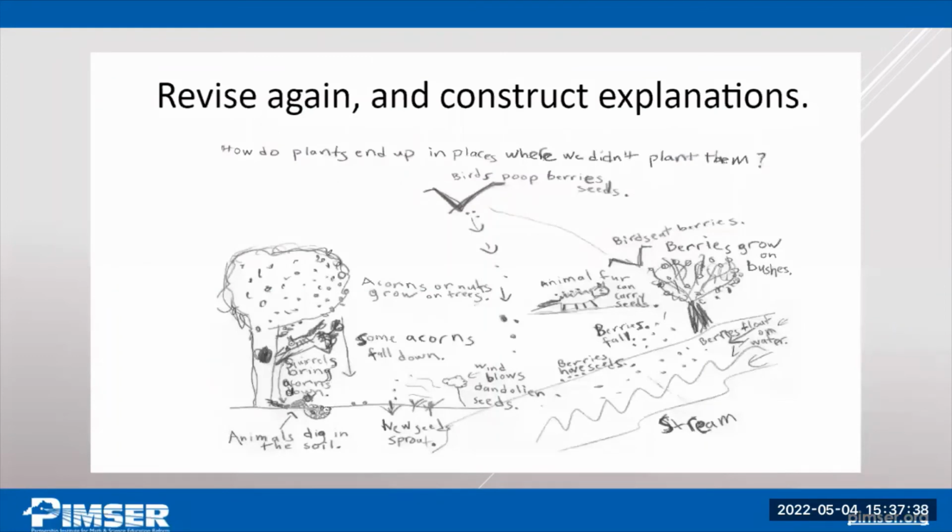So with lots of new information from the text and media experiences, students would go back and add detail to their models. Notice that the student work is driven by the focus question: how do seeds end up in places we didn't plant them? The student has added dandelion seeds now blowing in the wind, seeds being carried on animal fur, birds eating berries, and depositing seeds.